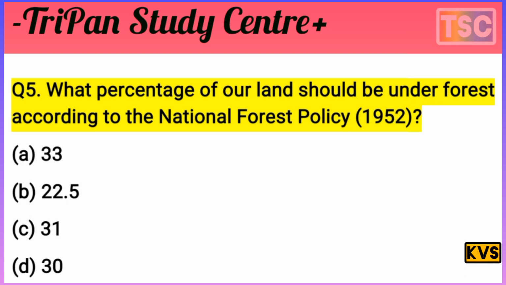You know that, and C is 31, that is also eliminated, and 30 is D here, eliminate. But the option here, answer B. B is the correct answer for this question. 33% of our land should be under forest according to the National Forest Policy. This is according to the year 1952, not the present, it is according to 1952. That's important. And let's see the next question.